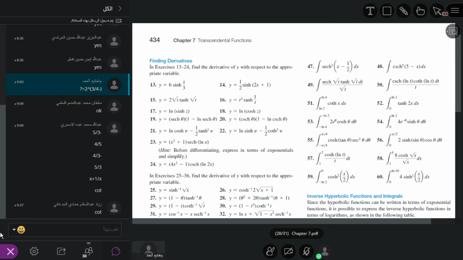So here y is equal to, here you can see, sine hyperbolic inverse tan x.